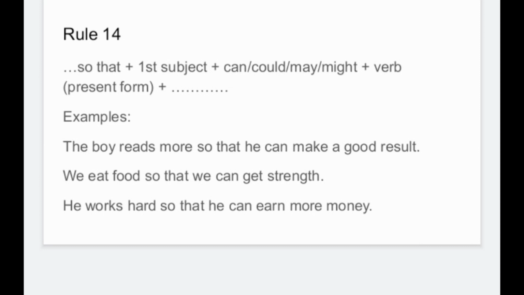See the examples. The boy reads more so that he can make a good result. We eat food so that we can get strength. He works hard so that he can earn money. Okay, come to the next rules, and this is the final rule for today.